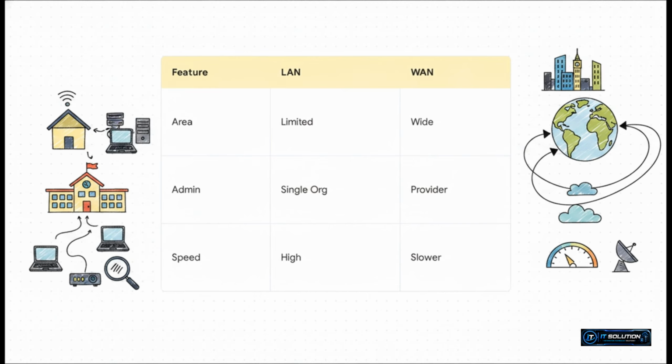It's usually managed by just a single organization, and it offers extremely high-speed bandwidth, mostly because all the cables are short and locally owned. A WAN, however, interconnects those smaller LANs over huge geographical areas, like connecting a branch office in New York directly to a headquarters in London. Because of these vast distances, WANs are actually administered by service providers, and they typically rely on much slower speed links compared to those lightning-fast local LANs.